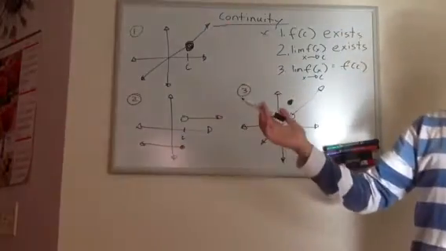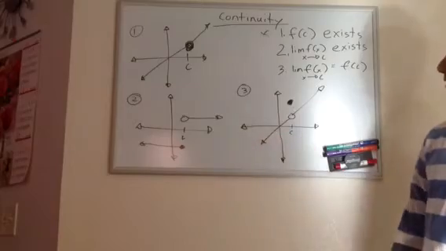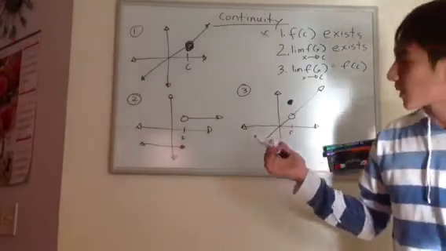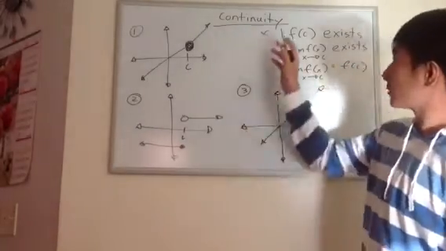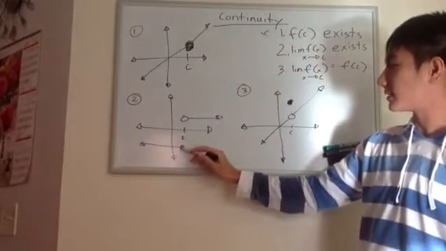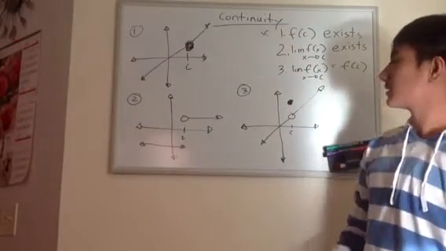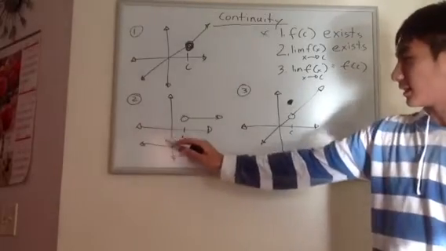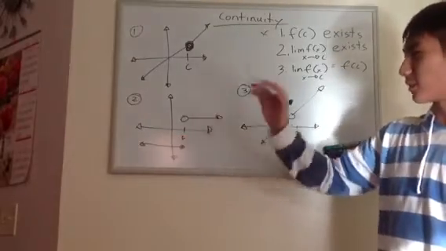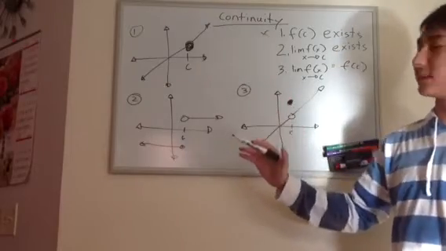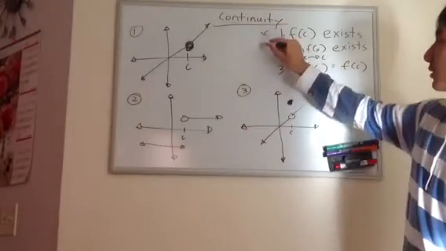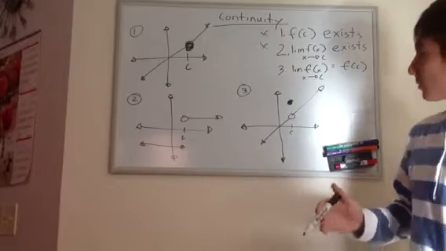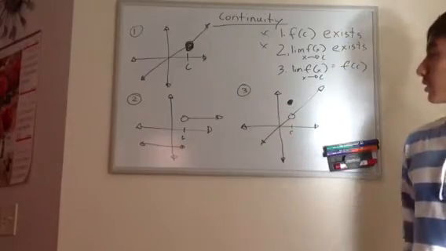Anyway, so for example number 2, the limit must exist as x approaches c. So as you can see, it passes rule number 1 because f of c does exist at this point. But does the limit exist? In this situation, from the left and the right sides, they're approaching different numbers, so there is no real limit at this point. So number 2 fails.